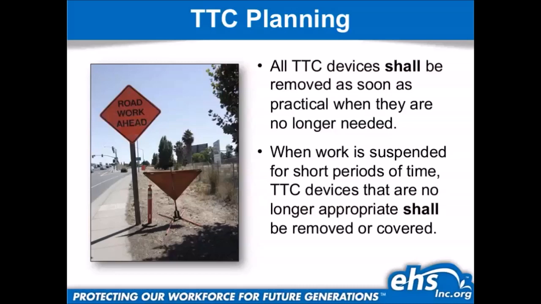It says when work is suspended for short periods of time, TTC devices that are no longer appropriate shall be removed or covered. Because how it works, guys, is people get used to seeing these signs up and these lanes closed, and after a while they become ineffective. They'll see that every time they drive past the site, there's no work going on. So guess what? One day they're going to see traffic pile up and they're going to assume that there's no work going on. So they'll decide to cut through that lane that's been closed and they've driven past 100 times. And this time they're going to assume the same thing, no work going on. And guess what? What if this time there's actually people working at that site? Now, someone may be struck by a vehicle and it all could have been prevented, right? We have to keep traffic control effective and use it for its purpose.